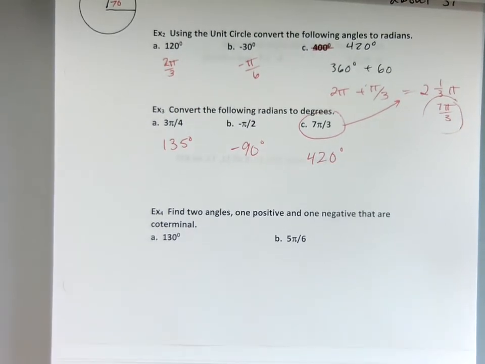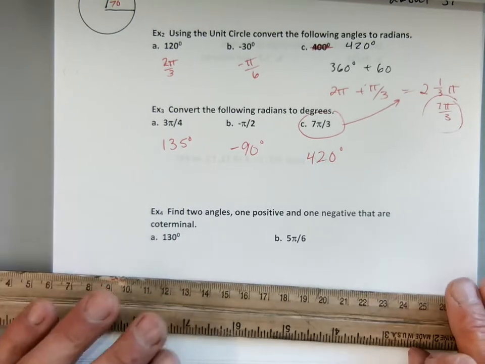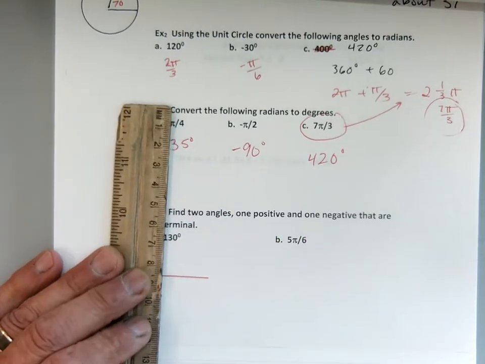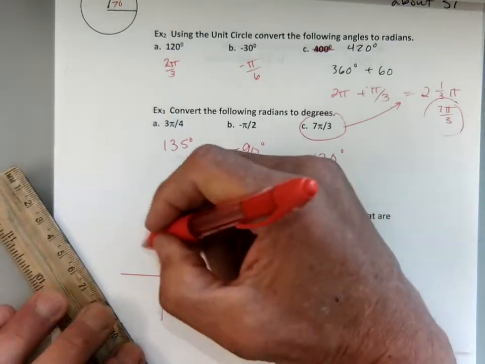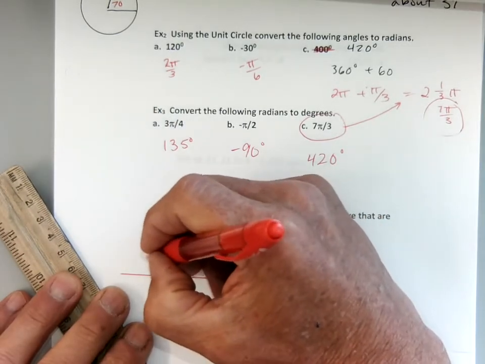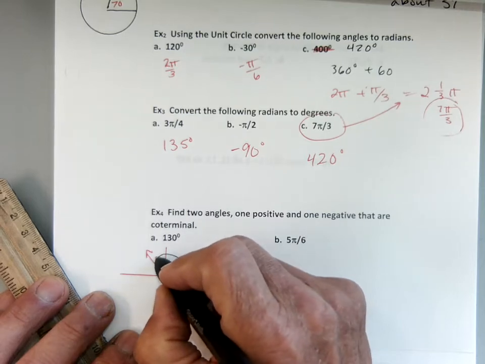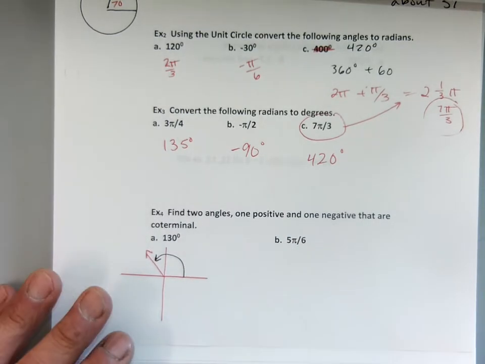Now example 4, find two angles, one positive, one negative, that are coterminal. 130 degrees. Well, let me draw a picture. Do you mind if I draw a picture? 130 degrees is about here. I'm guessing at 130 degrees.